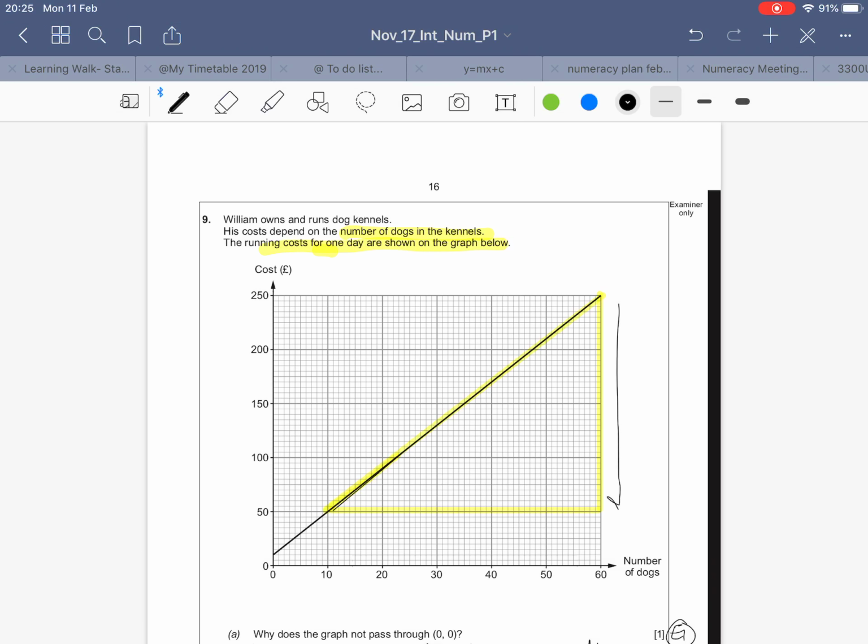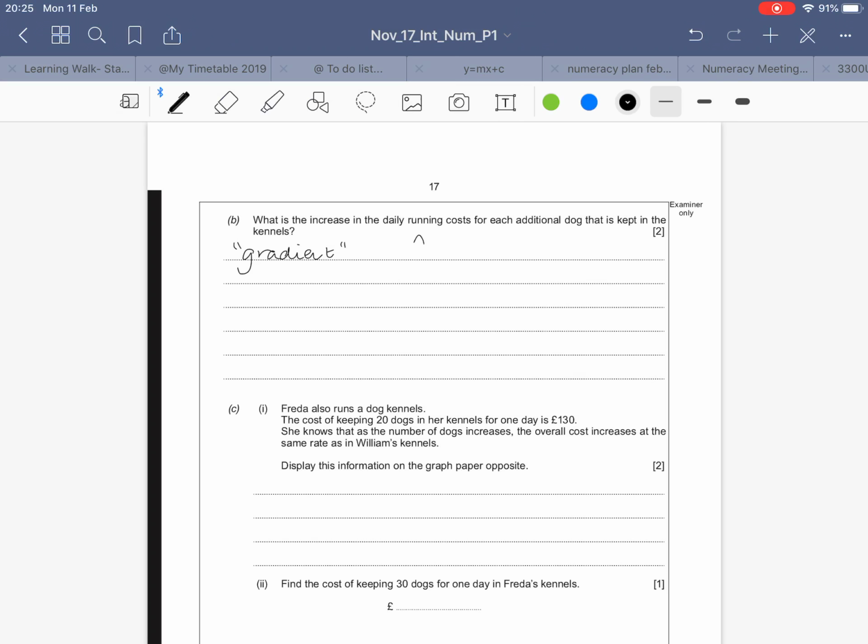I can see that the change in height here on my right angle triangle, if I go from 50 to 250, is 200. So that's an extra £200 that I've had to pay. And I can see that the number of dogs that this right angle triangle works with, between 60 and 10, would be 50 dogs. So £200 for 50 dogs. So back over here, I have £200 shared out between looking after 50 dogs. This will give me how many 50s in 200? £4 per dog to look after them.